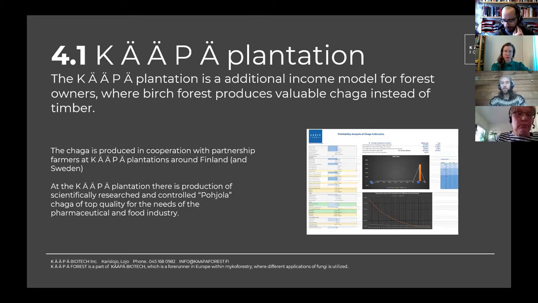So the forest owners have two options. They can either buy the materials, get the instructions and inoculate the chaga in the trees themselves, or they can buy the whole service from us. And if we perform the inoculation service, we also give them a 75% guarantee of growability, which is fairly good. And our research with the strains we use is showing very, very good prospects.